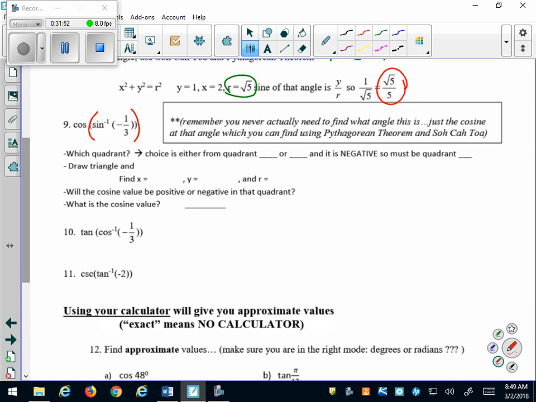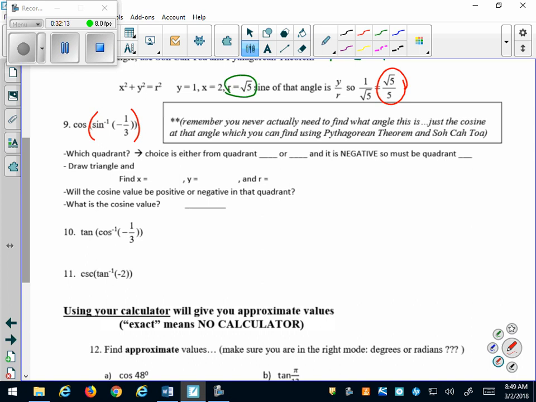Okay, so again, order of operations, we're starting inside the parentheses. We're finding the inverse sine of negative 1/3. Again, not on the unit circle. We don't care what this angle measure is. We just have to figure out what triangle to draw so that we can find the cosine of it.